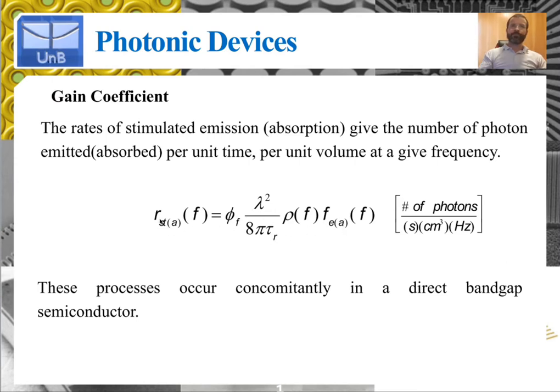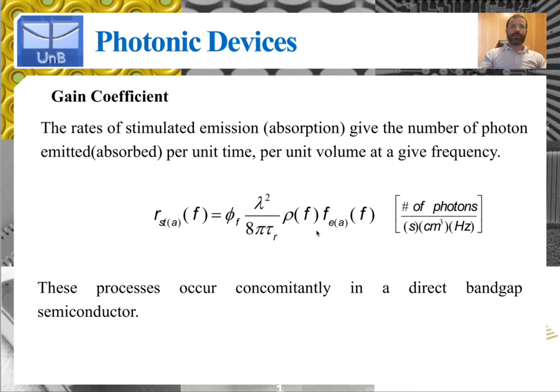Now, if you substitute the subscript ST here for A, you have the rate of stimulated absorption. The main difference in the expression is that the probability of transitions that lead to absorption is used instead of the probability of transitions that lead to emission. So f_A instead of f_E.